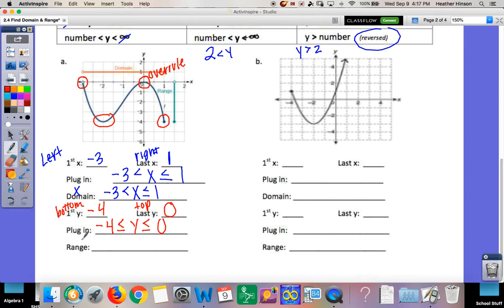The range part, do we need to cancel anything out? Were there infinities that we're not allowed to have? No. All of it's numbers, so we just bring it straight down. Nothing to cancel out here.